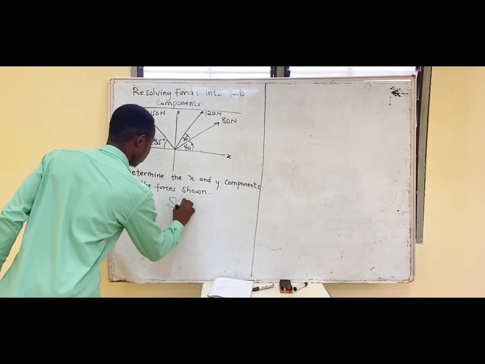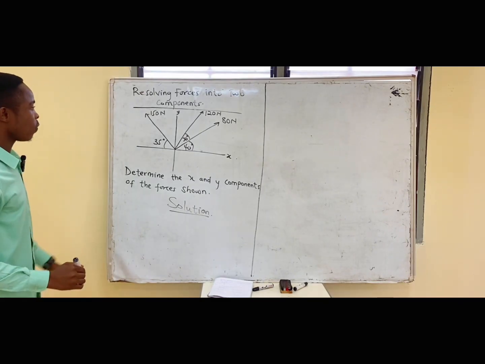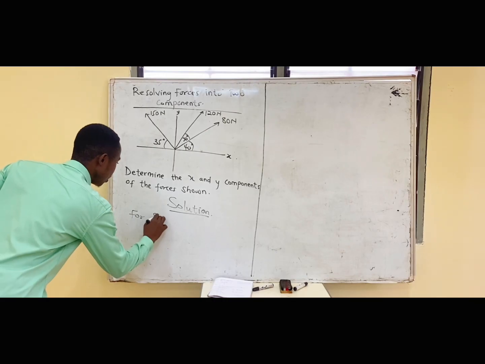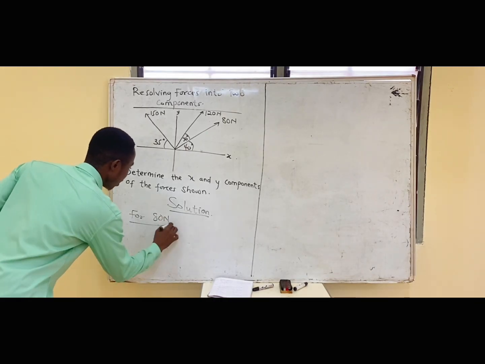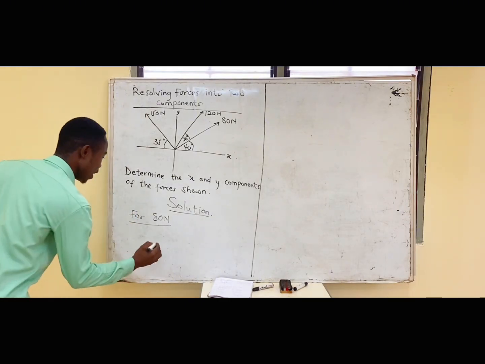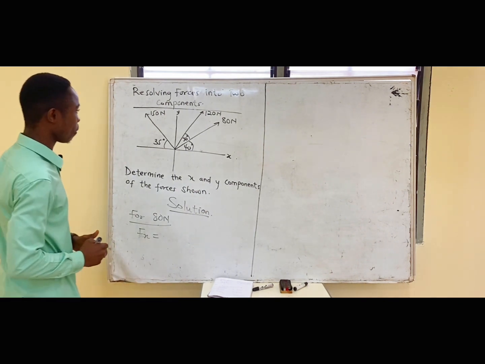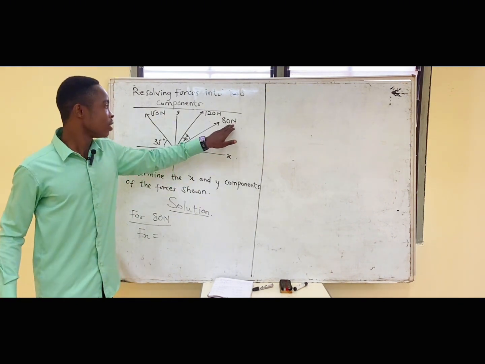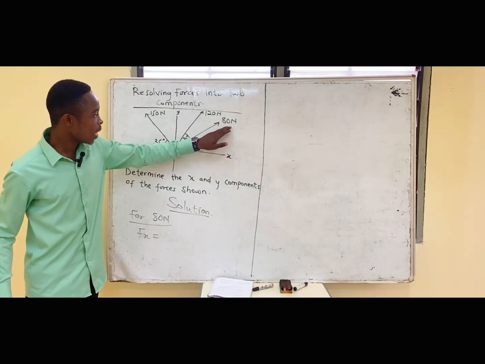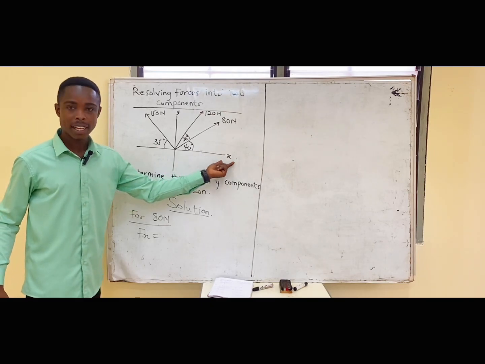So, solution. For the 80 Newton force, to underline it neatly. Now I want to find the X component of the 80 Newton force. So we have Fx for the 80 Newton force. This is the 80 Newton force which lies in the first quadrant. So with the 80 Newton force, it makes an angle of 40 degrees with the x-axis.